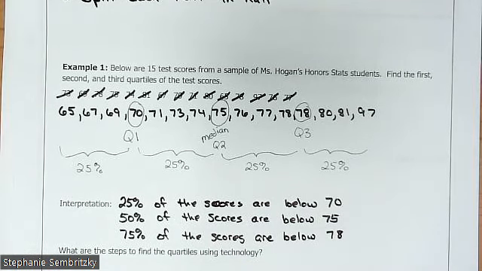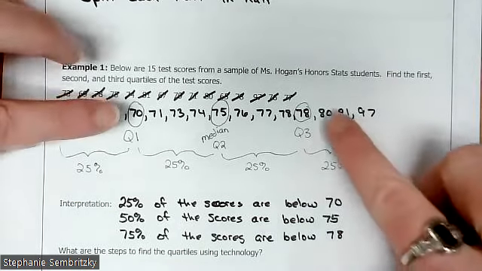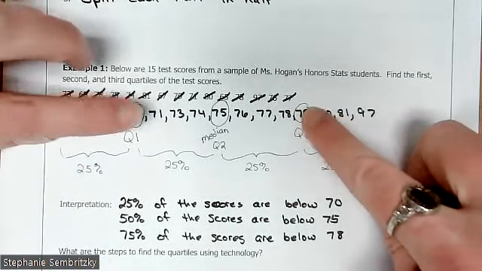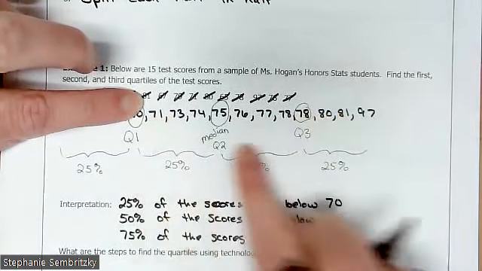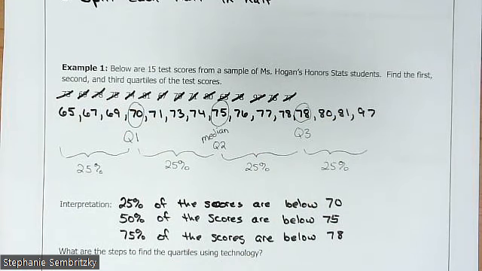78. Could I even go the other way and say 25% are above 78? 75% are above a 70. We even could say there's 50% between 70 and 78 because that's the middle 50%.